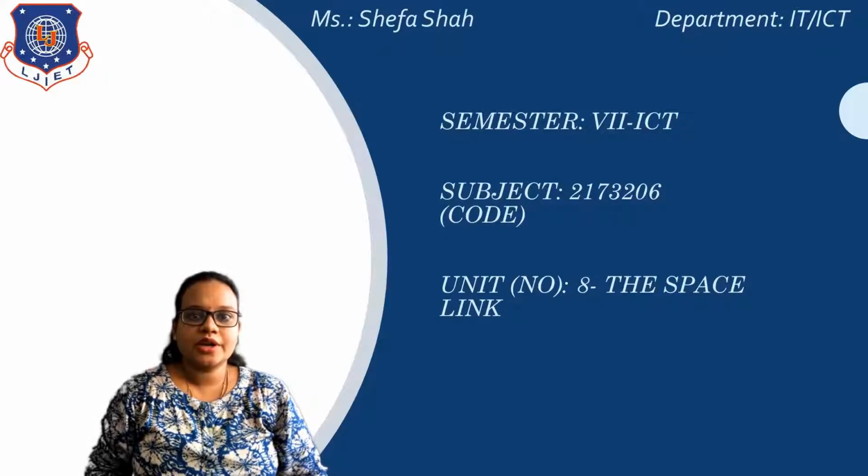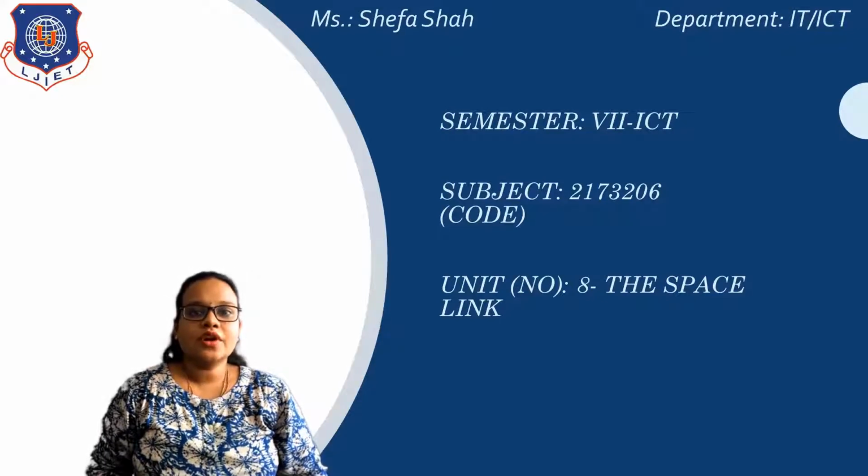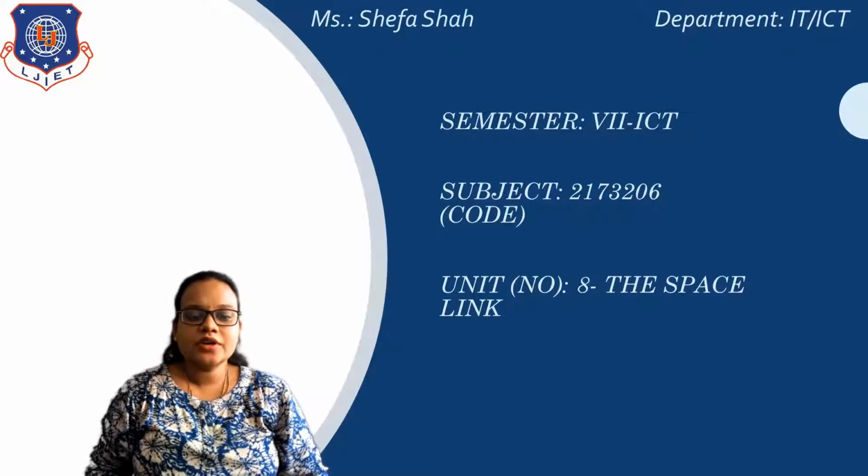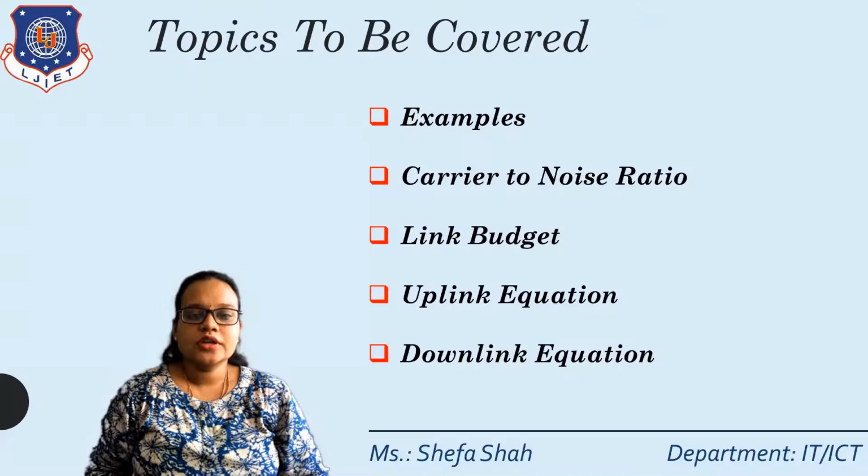We are going to continue with the lecture series of satellite communication and networking. In the last session, we discussed Unit 8, that is the space link. In that, we discussed the basic transmission theory, what the uplink budget is, and basic definitions related to the space link. In today's session, we are going to discuss examples based on the previous sessions, then carrier to noise ratio, then the link budget equation for the uplink as well as for the downlink. Right, so let's start with the topics.